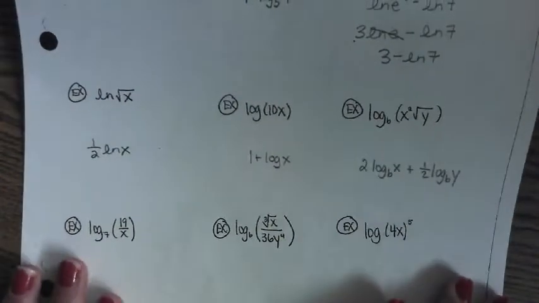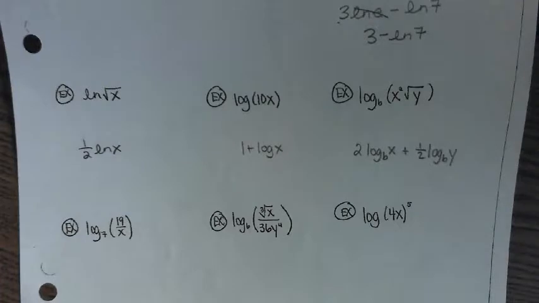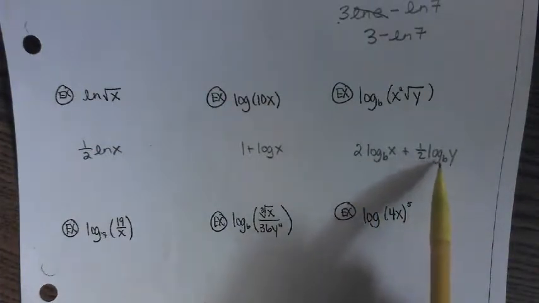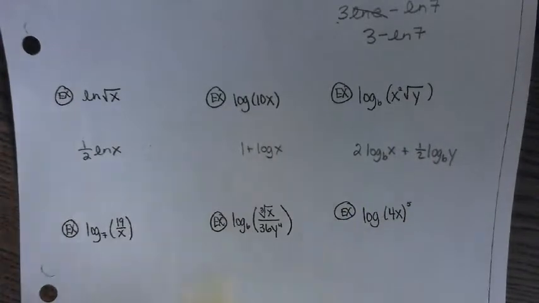Okay, let's stop there. Anybody have any thoughts on these three? Connor. Can I add them? To get what? No, because you can only kind of combine like logs. So if it was log base B of X and another log base B of X, then we could combine them. But not so much.